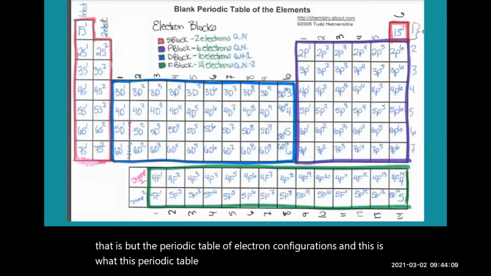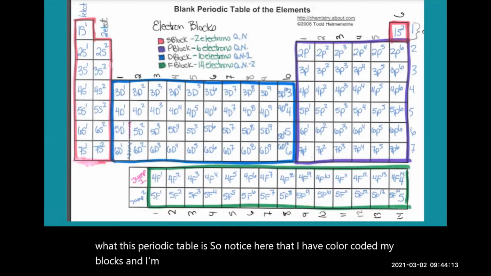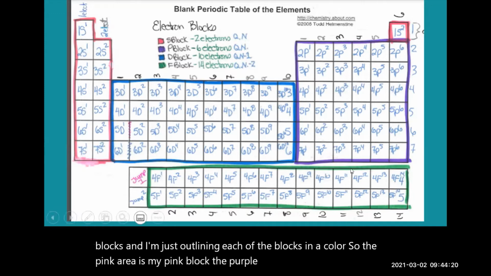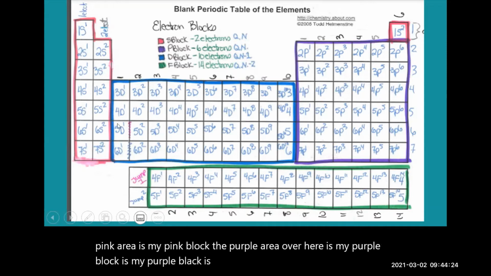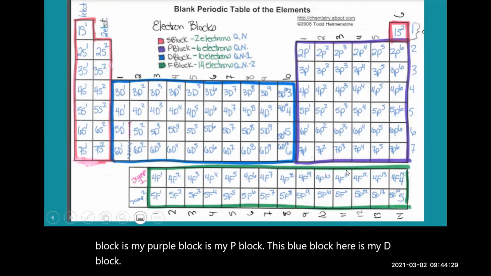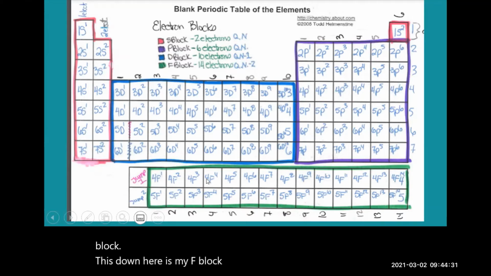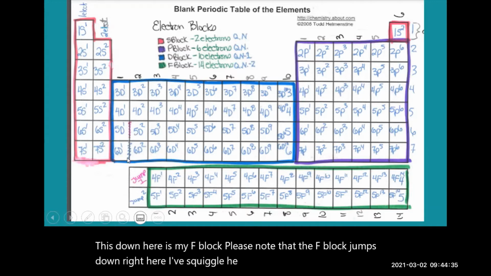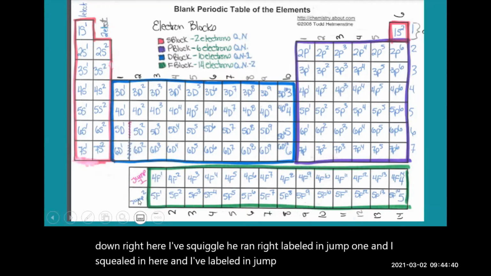So notice here that I have color coded my blocks, and I'm just outlining each of the blocks in a color. So the pink area is my S block. The purple area over here is my P block. This blue block here is my D block. And then this down here is my F block. Please note that the F block jumps down right here. I've squiggled here and labeled it jump 1, and I've squiggled in here and labeled it jump 2, because it jumps down.